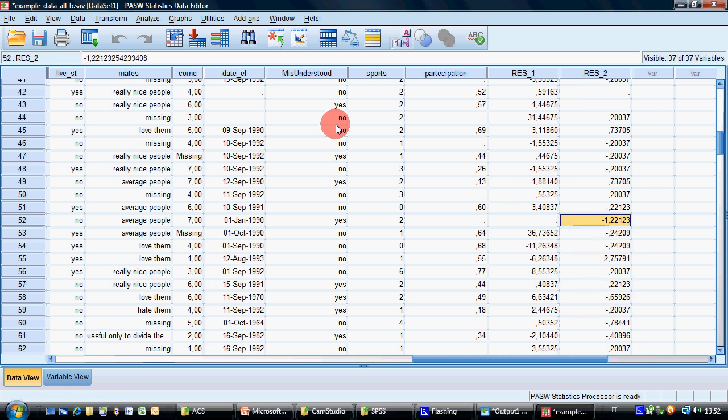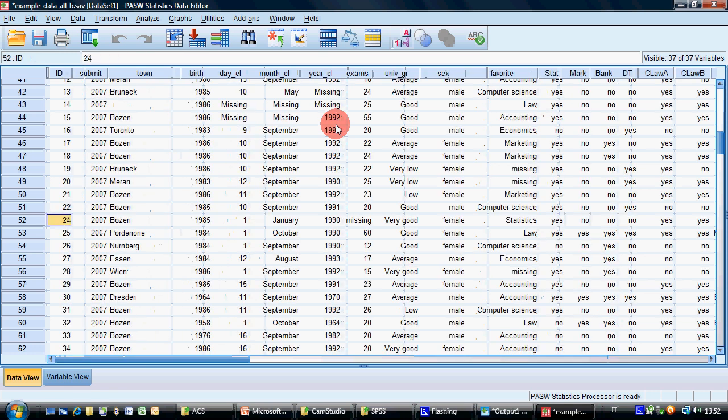This one is a negative number. Probably it's a person who went to school 1 year earlier, 1985, 1990, so at 5. Okay.